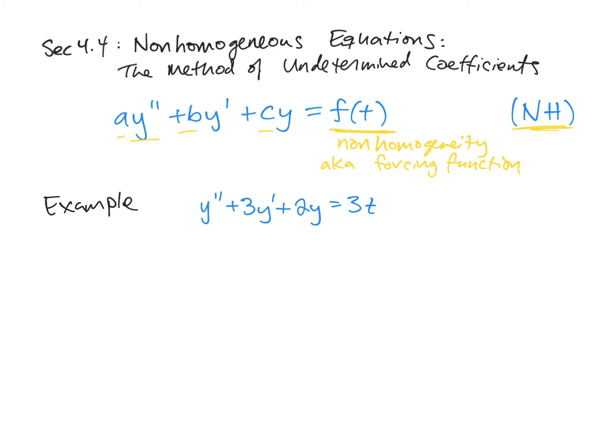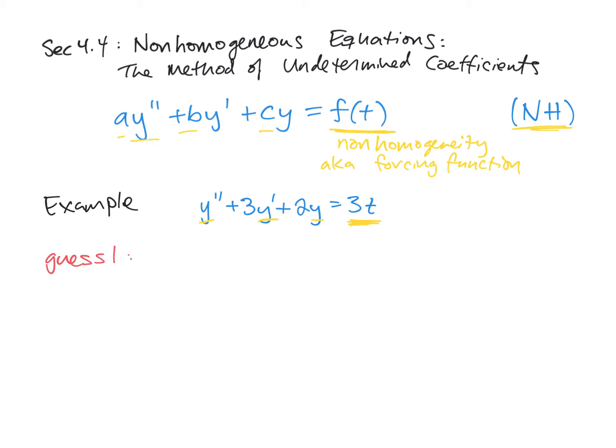Let's think about what sort of function might be a solution to this. We know that y is the thing that we're trying to solve for. We need to take second and first derivatives and then combine all three of those functions together in a linear combination, and they need to add up to 3t. Obviously the function's not going to have an exponential in it or a sine or anything crazy. It should be something that looks like 3t, because when you take all those derivatives, they still kind of look like 3t. So let's take a guess.